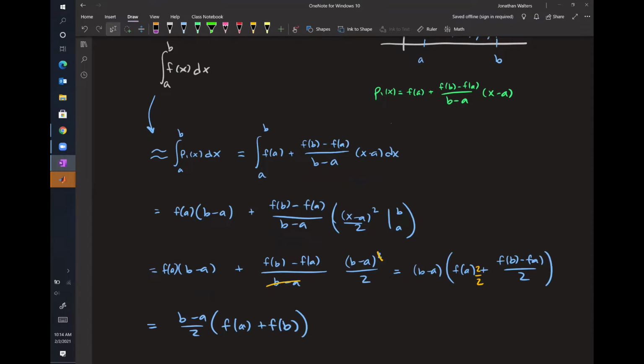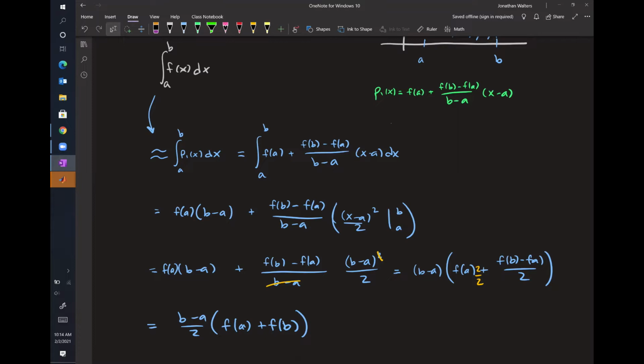So this is called the single trapezoid rule. I'm using a single trapezoid area to approximate the area under my curve. Basically just interpolating a linear interpolating function to approximate my f of x over the interval AB.